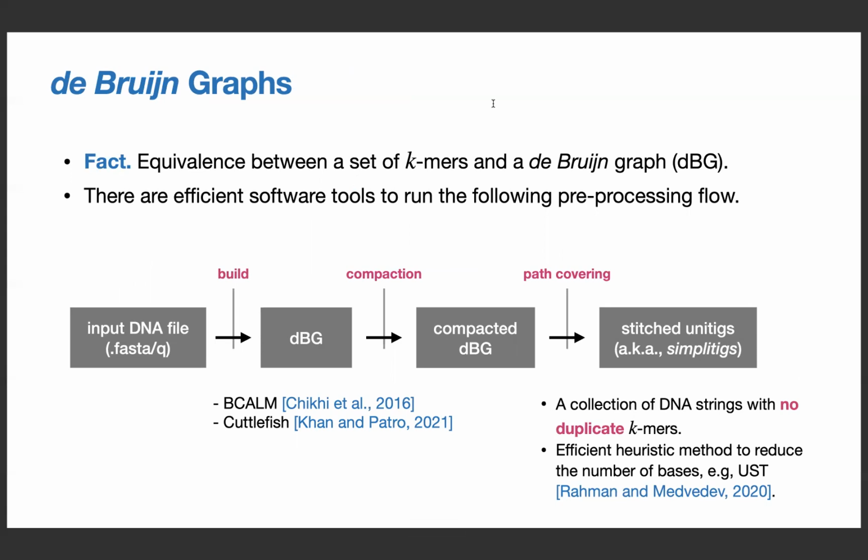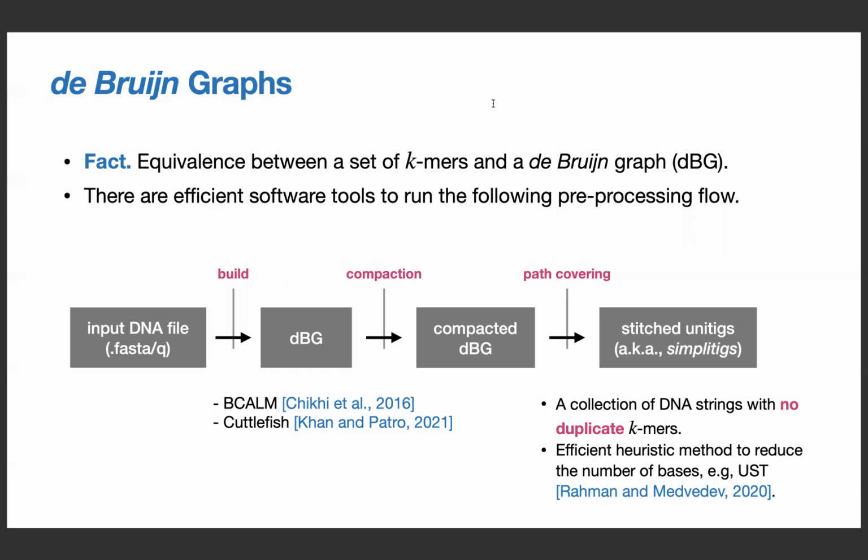In order to obtain a space-efficient solution, we're going to first exploit the following equivalence between a set of k-mers and a de Bruijn graph. I will not really talk about de Bruijn graphs. It's just sufficient to point out that there are efficient software tools that run the following preprocessing flow. We build the de Bruijn graph starting from a collection of input files that we want to index. Then we compact this de Bruijn graph into the so-called compacted de Bruijn graph. And then if we path cover the compacted de Bruijn graph, we finally output a collection of strings that are usually called the stitched unitigs or simplitigs, that is, a collection of strings without duplicate k-mers.